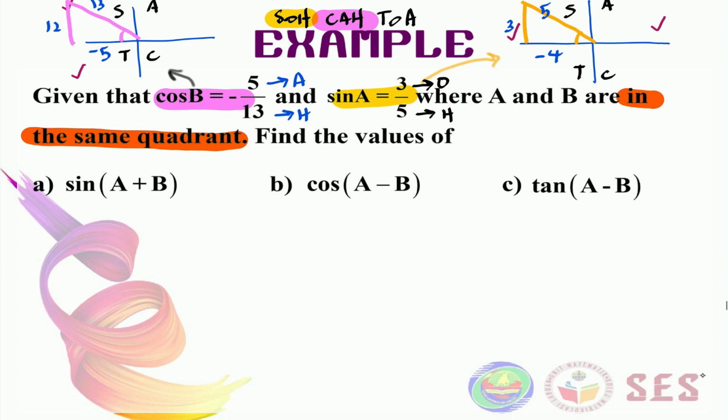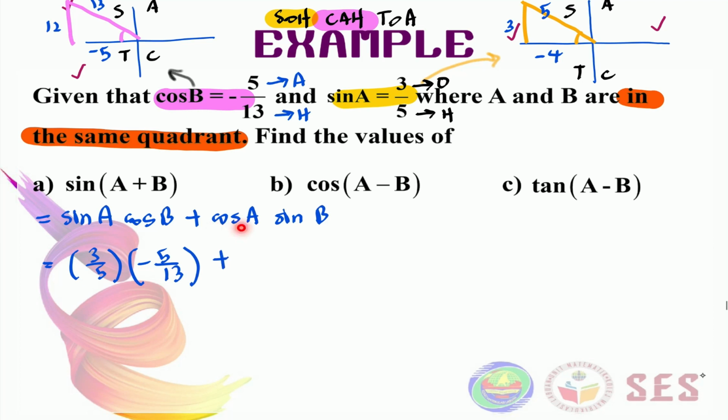Don't worry, it's all easy now. Let's see the first question here. We want to find sine for a plus b. So using compound angle formula, we know that sine a plus b is equals to sine a cos b plus cos a sine b. We know that sine a is equals to 3 over 5. So let's substitute that. So 3 over 5. And we know that cos b is equals to minus 5 over 13.